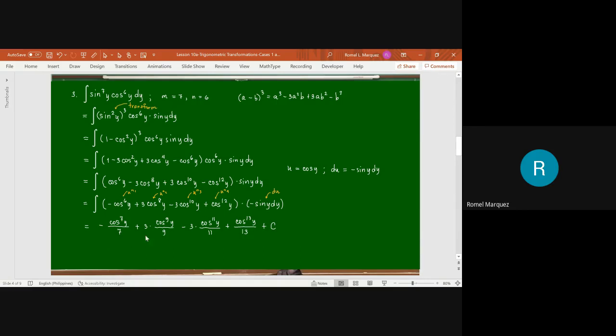Okay? So let's simplify. So I think this coefficient, we can simplify that. So 1 over 7 cosine to the 7y. 1/3 cosine to the 9y, minus 3 over 11 cosine to the 11y. And then finally, 1 over 13 cosine to the 13y. Okay, guys? Then, of course, don't forget plus c. Do you have any question with this, guys?